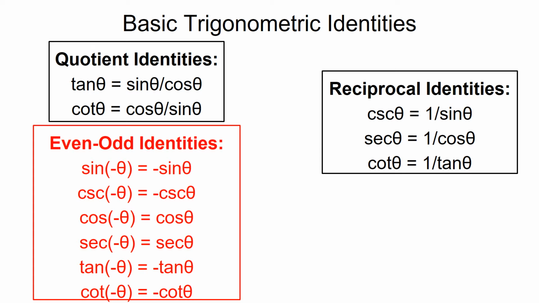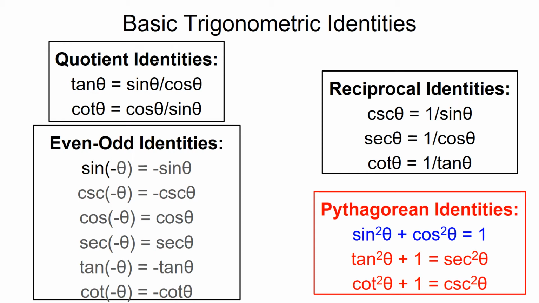The third type are the even-odd identities. Sine theta, along with its reciprocal function cosecant theta, as well as the reciprocal pair tangent of theta and cotangent of theta, are all odd functions. Their graphs are symmetric about the origin. The cosine function, along with its reciprocal function, the secant function, are even functions. Their graphs are symmetric about the vertical axis.